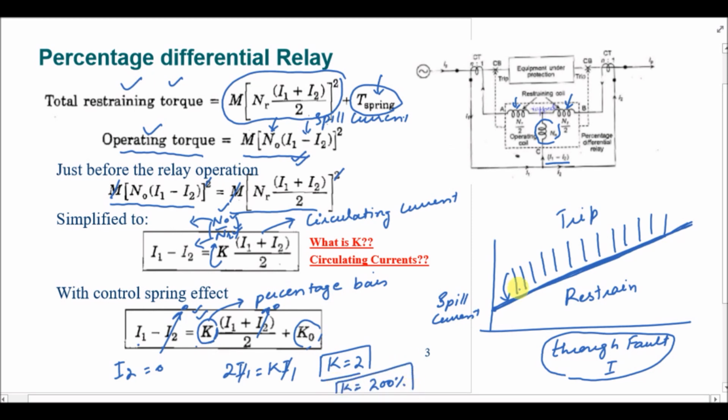So it means that now this line will be tilted at this angle. So this is a 200% sloped line. Now this is the trip region and this is the restraint region. Right? So it can be seen that if there is an internal fault, in that case the value of the spill current will be somewhere here.